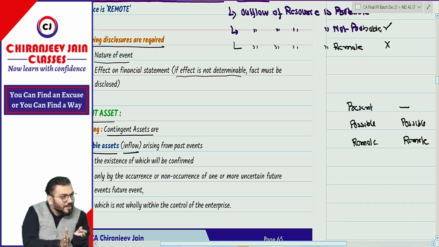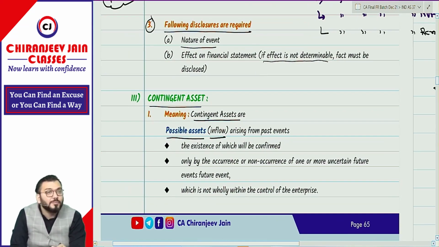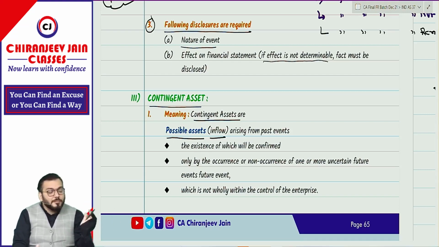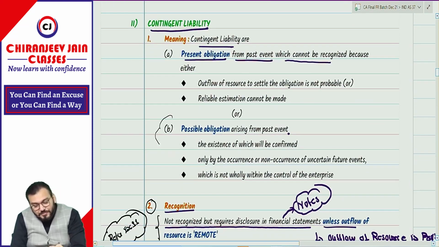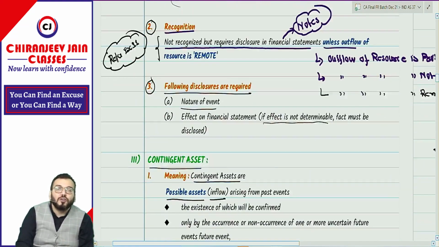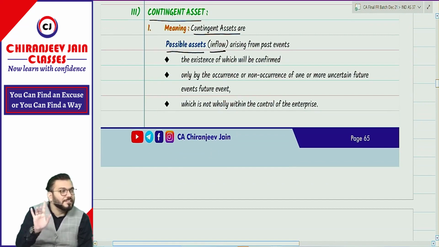So what they are saying, contingent asset is a possible asset arising from past event, the existence of which will be confirmed by occurrence or non-occurrence of uncertain future event which is not within the control of the entity. If you reverse the earlier definition, it becomes the definition of contingent asset. Contingent asset definition also you have understood?